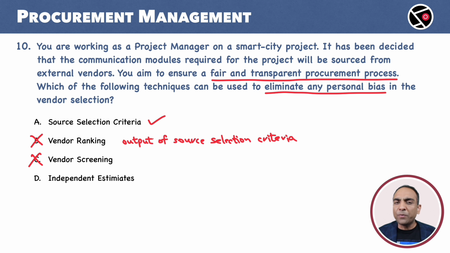D. Independent estimates. Independent estimates are prepared to benchmark the estimates provided by the suppliers. Independent estimates are used for validation of the quotations as tools for risk management. Indeed, independent estimates can also help in reducing the personal bias as these estimates are normally prepared by a third party. But in most cases, the focus of independent estimates is the cost. On the other hand, source selection criteria are broad and comprehensive. I will drop option D and pick A as my choice.